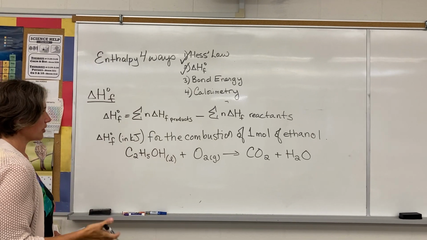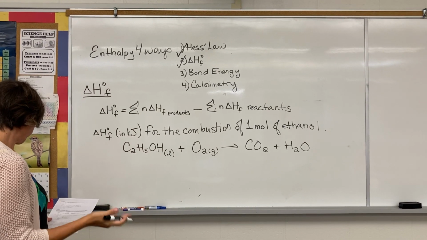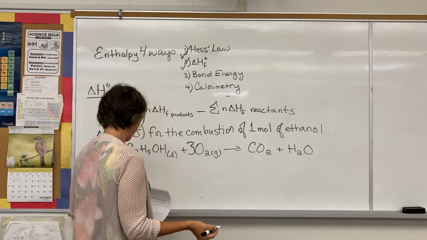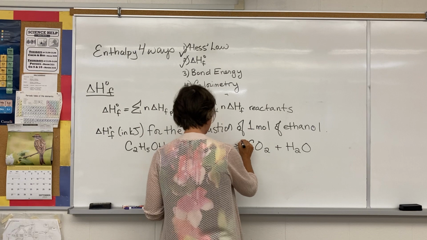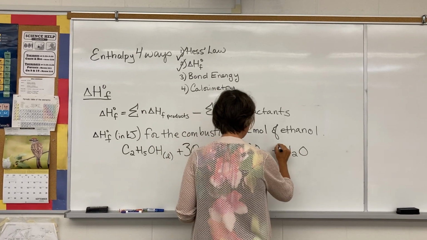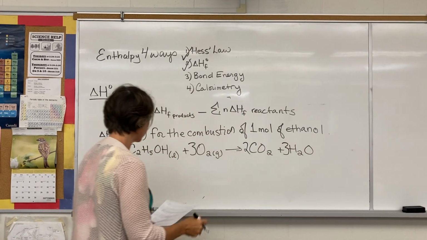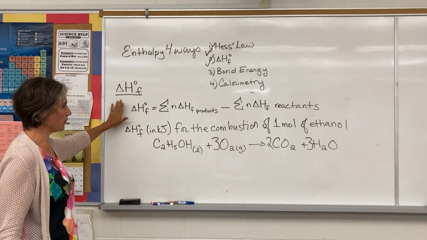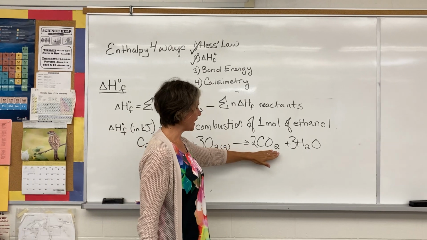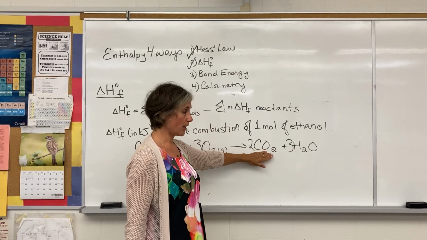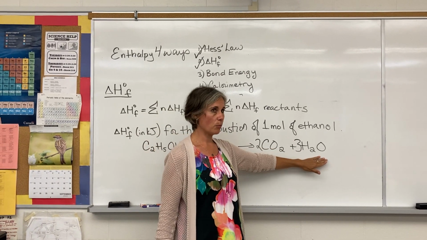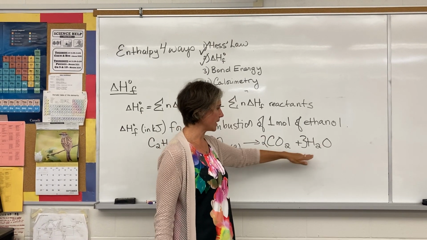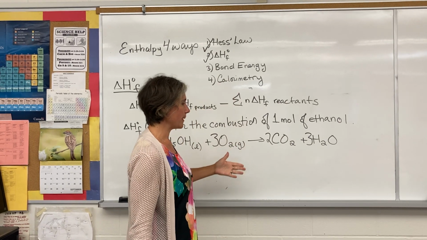Always make sure you balance the chemical equation before you proceed. We're going to have a 3 coefficient in front of our oxygen, a 2 in front of our carbon dioxide, and a 3 in front of our water. Now, to calculate the enthalpy, we have to determine the enthalpy of formation for carbon dioxide and for water. For carbon dioxide we multiply that term by 2, and for water we multiply by 3.